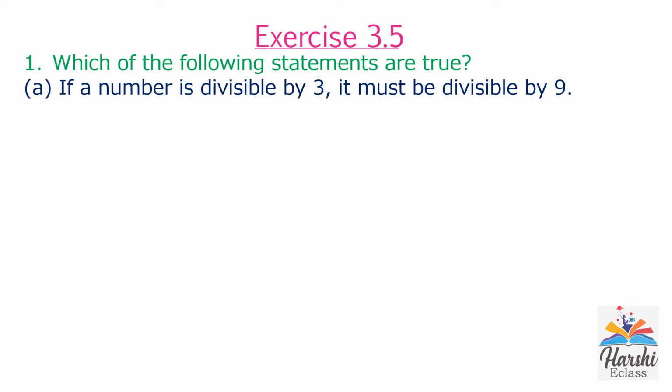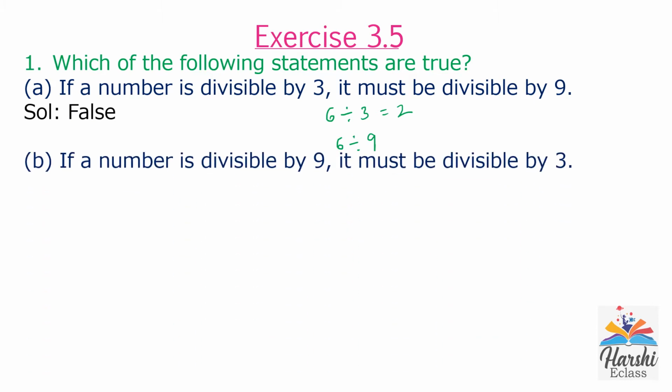A. If a number is divisible by 3, it must be divisible by 9. It is a false statement because we know that 6 is divisible by 3, but 6 is not divisible by 9. So it is not always possible that numbers which are divisible by 3 are divisible by 9. It is a false statement.